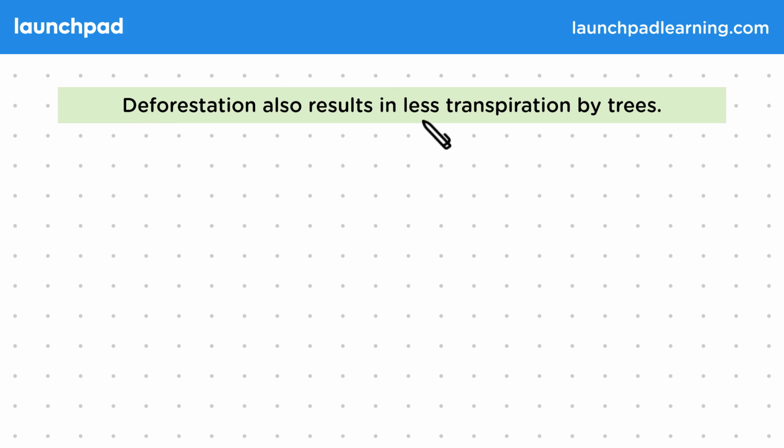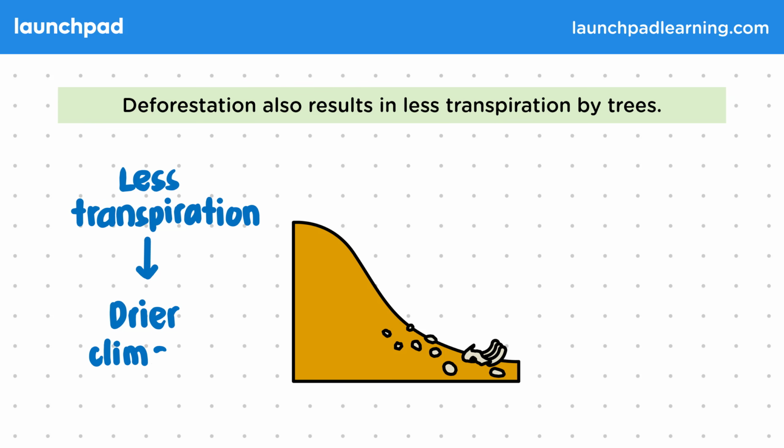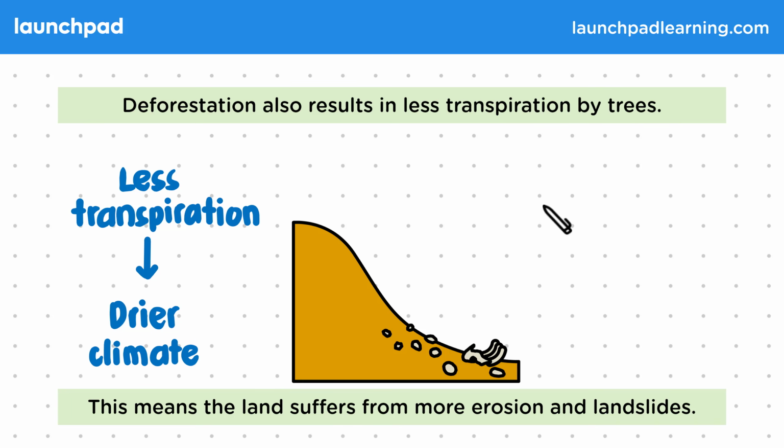Deforestation also results in less transpiration by trees. The reason for this is that as trees release water into the atmosphere from their leaves via transpiration, the surrounding air is cooled. With less transpiration, this leads to a drier climate. This means the land suffers from more erosion and landslides.